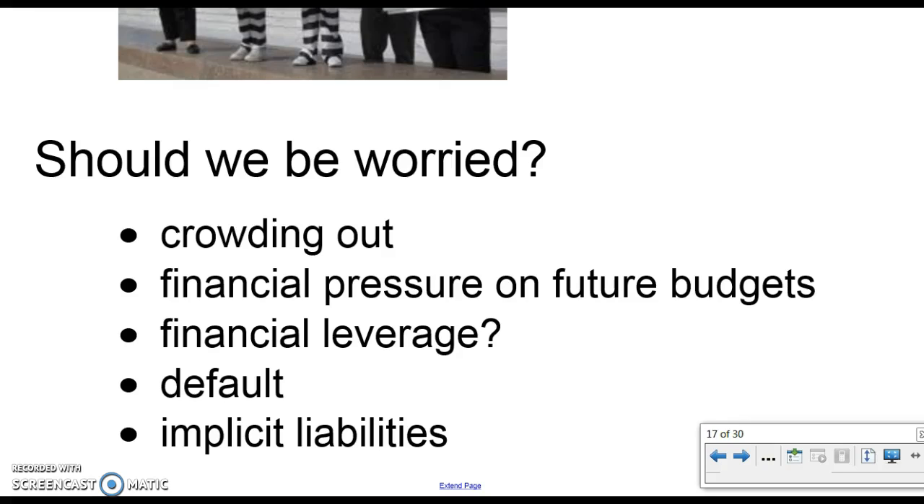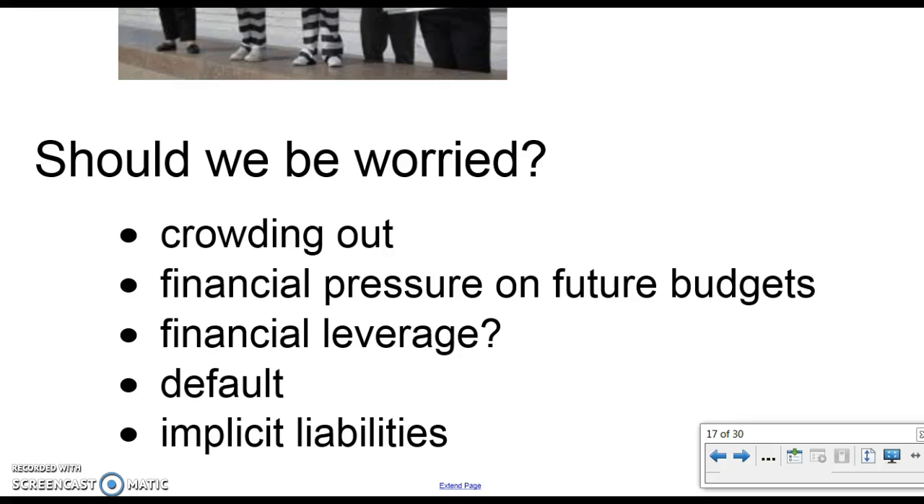It says, we're going to commit 5 or 10% of our budget to paying off our current debt well into the future, right? So future Americans will have to pay a lot more in taxes just to be able to pay back the money that we borrowed. There's also concern about financial leverage. Could a country like China that owes a lot of our debt use that in some way as a tool to try to pressure us, for example, not to try to call them on human rights violations?